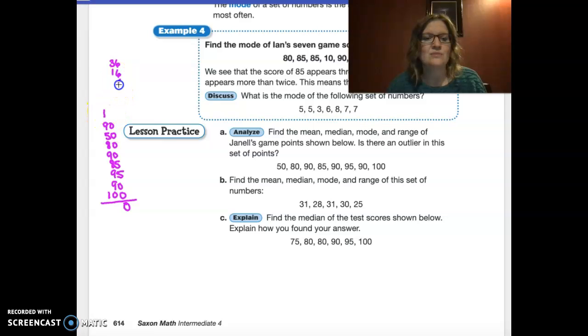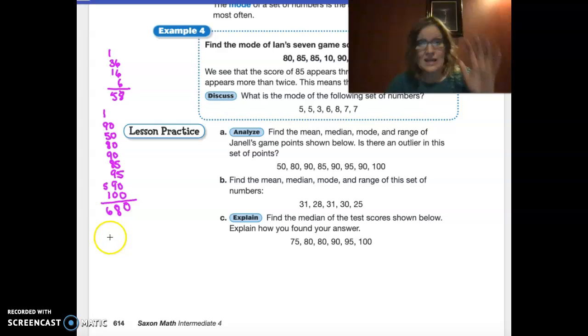5 and a 1, so I'm going to do 6. So we have 18, plus 5. So we go 8 right here, and then a 5 right here, and that gives us 680. That's a lot to add up.